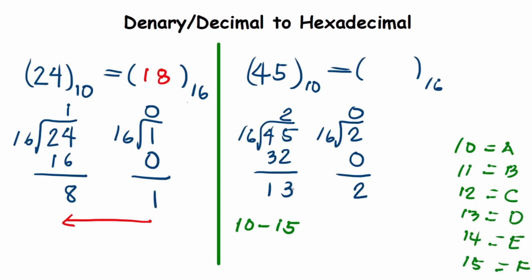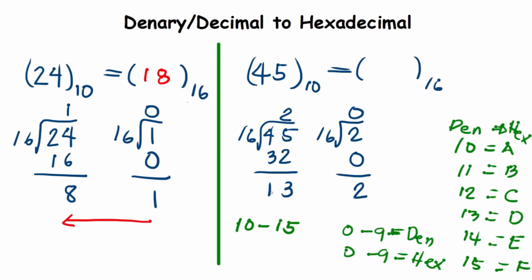Because whatever remainder we get here is actually equivalent to denary or decimal number, not a hexadecimal number. It's just that 0 to 9 in denary is also 0 to 9 in hex. So that's why we don't need to convert when we get a remainder 0 to 9. Okay, just for clarity, these numbers are in denary and these numbers are in hex. It means that the equivalent of 13 here is D. Okay, so 13 is D.